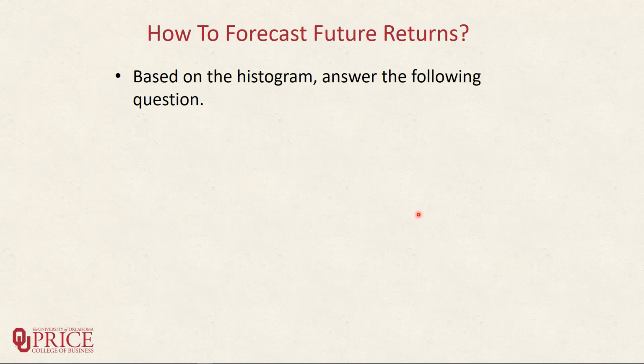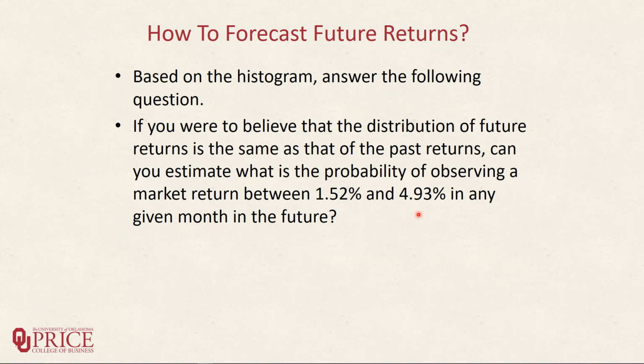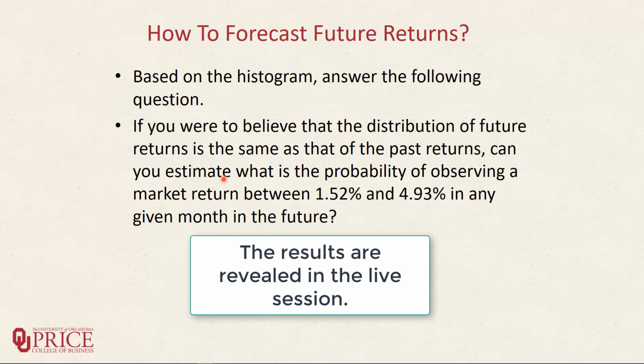Let me, just as a concept check, ask you this question. If you were to believe that the distribution of the future returns is the same as the distribution of the past returns, can you estimate the probability of observing a market return between 1.52% and 4.93% in any given month in the future? You're supposed to answer this question using the picture I just showed you. I'll give you a few minutes to work on this.